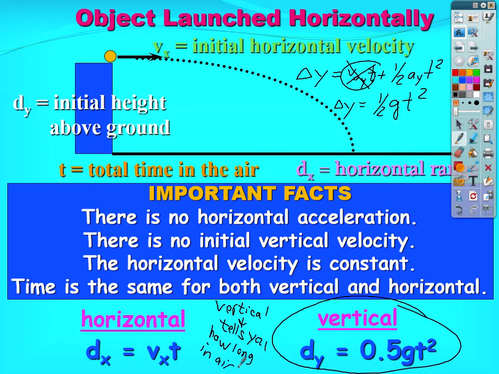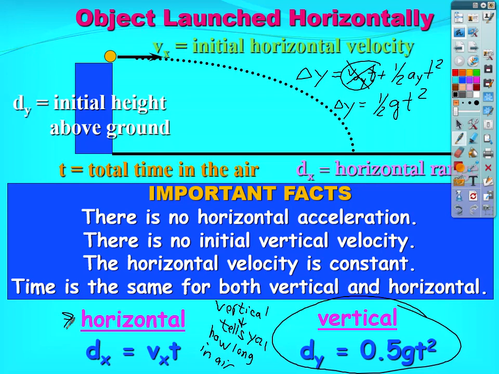A common error is people go, I don't know where to start. That's the common complaint. I don't get it. Where do I go? How do I figure out time? Why shouldn't I use the horizontal? Because that has time in it. Obviously, you can solve for time with the horizontal equation, but I would have to give you dx and vx, and that is very rare. That's not a common thing that's given to you in the problem.